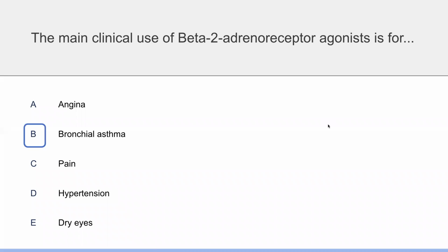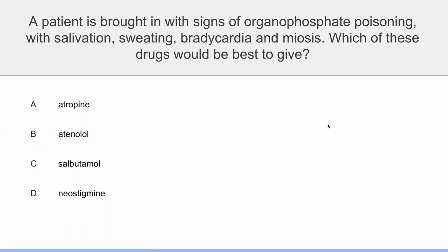Okay. Yeah. So the main use for beta-2 receptor agonists is for bronchial asthma, which we just talked about, for example, such as salbutamol. Next question.